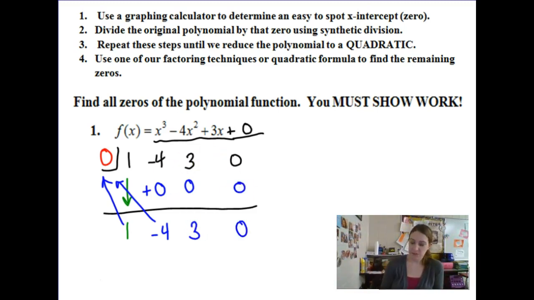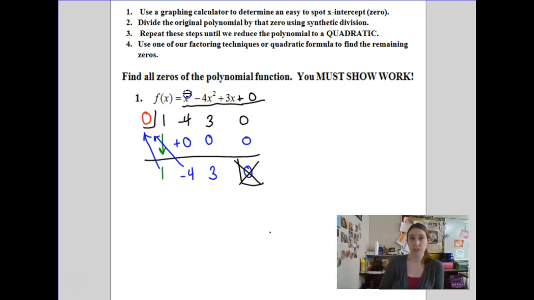So when you do synthetic division on something that you know is a factor or a root, this last number, the remainder, should always be 0. It should be nothing left over because it should divide evenly. So what you have now is we took a cubic polynomial and knocked it down one level to a quadratic. We have 1x squared minus 4x plus 3.